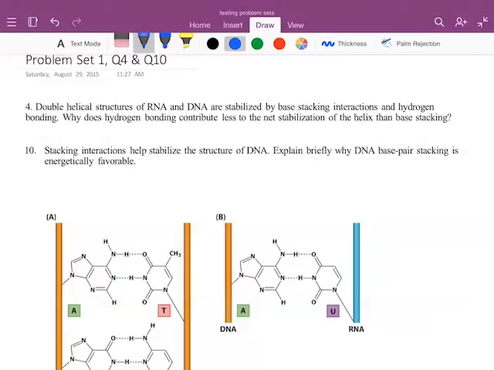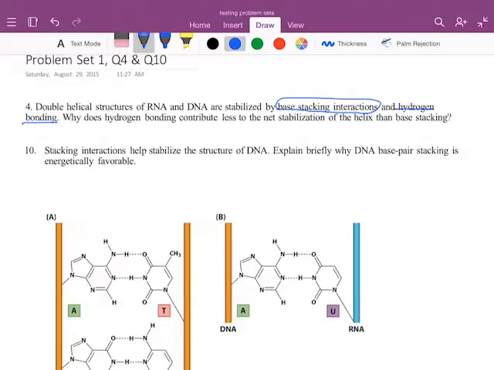In this video, I'm going to discuss two questions on the problem set that concern the energetics of interactions between bases in double-stranded DNA. These are questions 4 and 10, which deal with the relative importance of the so-called base stacking interactions and hydrogen bonding between bases.